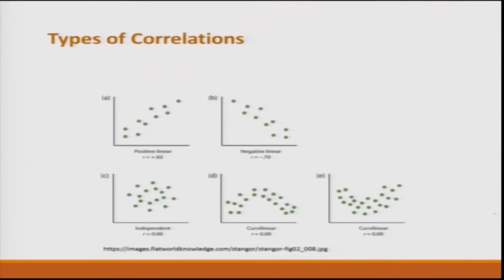Types of correlations: this is positive correlation, a linear strong positive correlation. This is negative correlation. You can see that by increasing value of x here, the y is decreasing. At this value of x, y is large. At the larger value of x, y is small. So, this is a negative correlation.